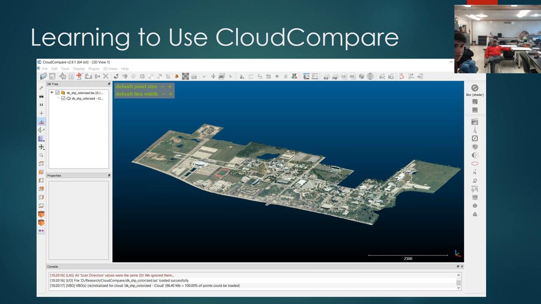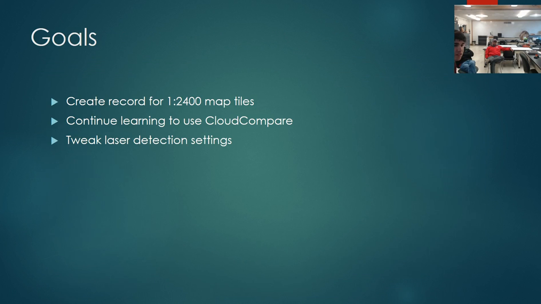I think this really wraps it up. Goals for this coming week: create the same record that I did for the 1200 scale one, tile maps for the 2400, and get that all finished up. Continue learning and playing around with CloudCompare. Look at the step by step that you put out too, and see if I can work myself through that process 100% without fatal errors. And then get back to the laser detection thing and tweak those parameters.